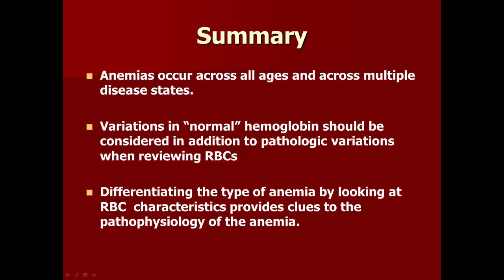So we've talked about a lot. We know that anemias occur across all ages and across multiple disease states, and we've talked a lot about those. We talked initially about variations in those normal hemoglobins because we want to be sure that we consider that in addition to the pathologic variations when we're reviewing those red blood cells. It's important that we be able to differentiate the type of anemia by looking at the characteristics because those characteristics provide clues to the pathology of the anemia.